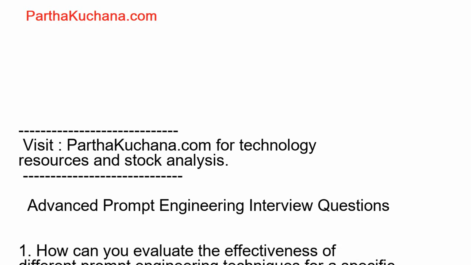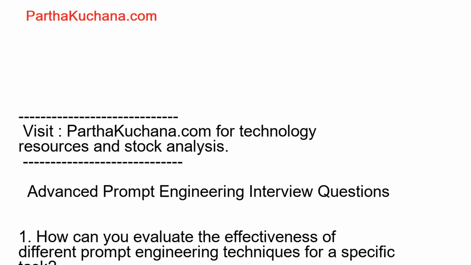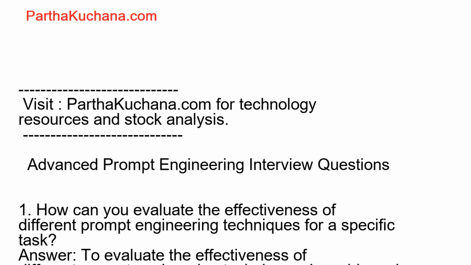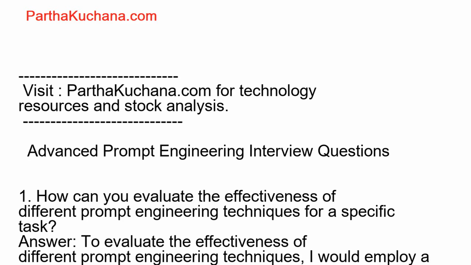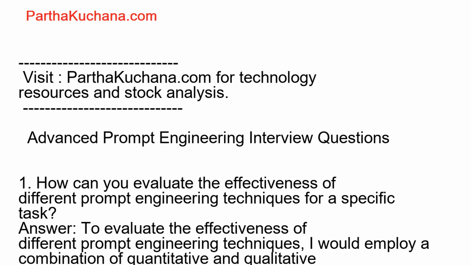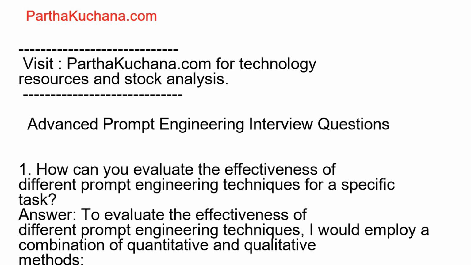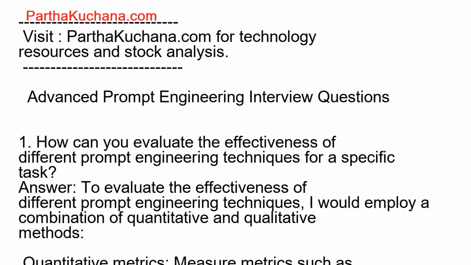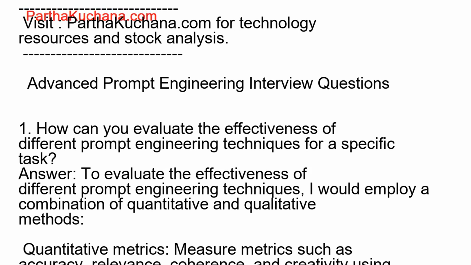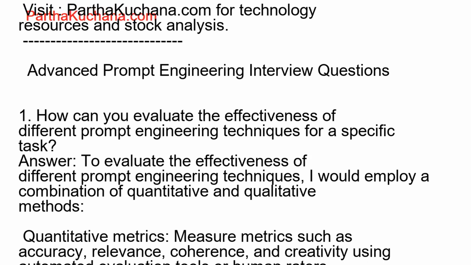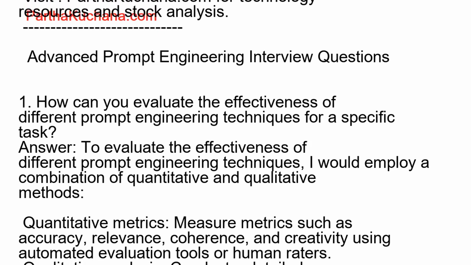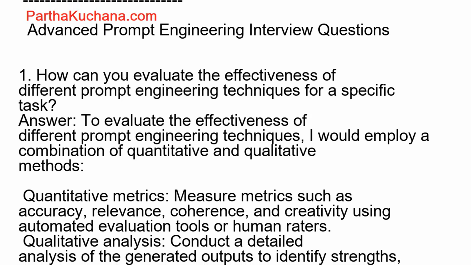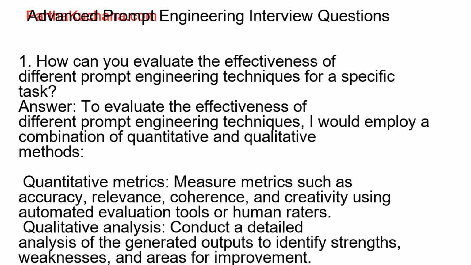Quantitative metrics. Measure metrics such as accuracy, relevance, coherence, and creativity using automated evaluation tools or human raters. Qualitative analysis. Conduct a detailed analysis of the generated outputs to identify strengths, weaknesses, and areas for improvement. A/B testing. Experiment with different prompts and techniques to compare their performance. User feedback. Gather feedback from users to assess the quality and relevance of the generated outputs.